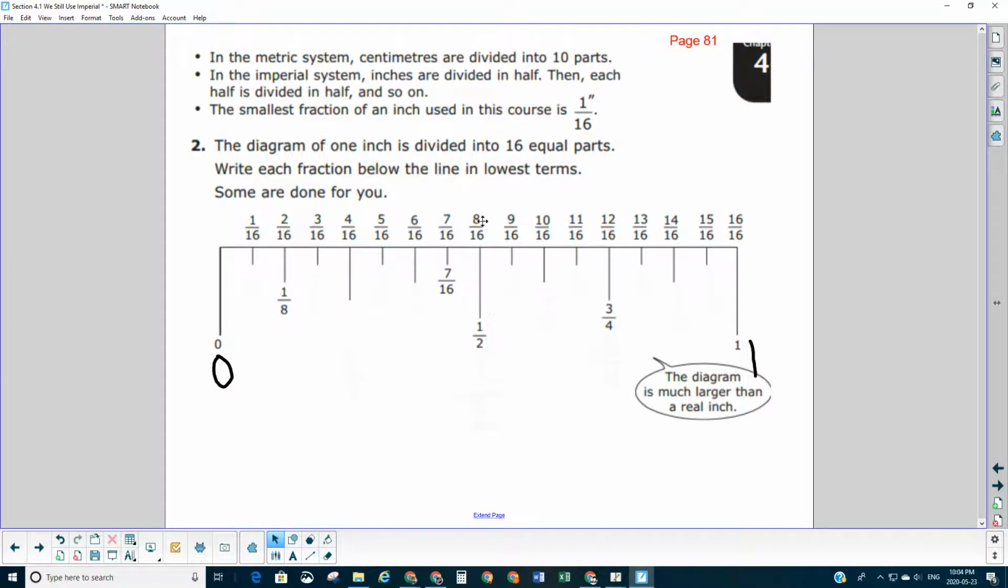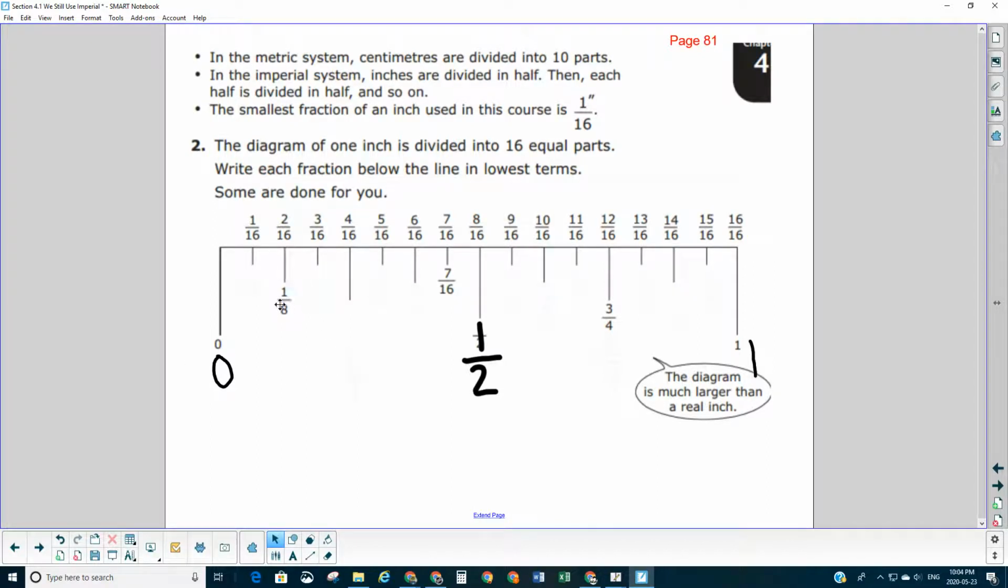Now, if you actually looked at this fraction here, the 8/16, it does reduce to 1/2. What do I do from 16 to get down to 2? Well, I would divide by 8. So 16 divided by 8 is 2. And then the top is 8 divided by 8 is 1. Okay, so there you get that 1/2. And I could actually just group this and put it right over top of that so I can see there we got 0 and 1/2 and 1. Okay, all right. Now you'll see some other ones are done for us.